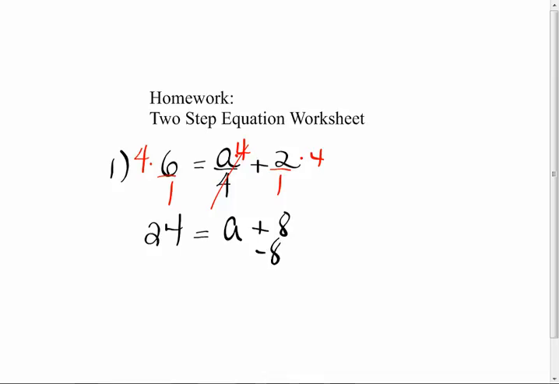So subtract 8, subtract 8, A equals 16. Try the next one. Again, what are you going to multiply by? Like I said, you don't have to do it this way. But when you get to number 6 and 7, I think you're going to want to. What should you do on number 2?